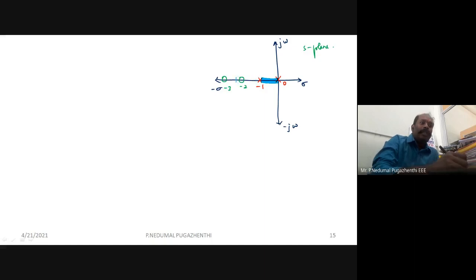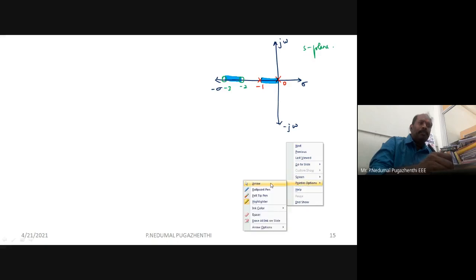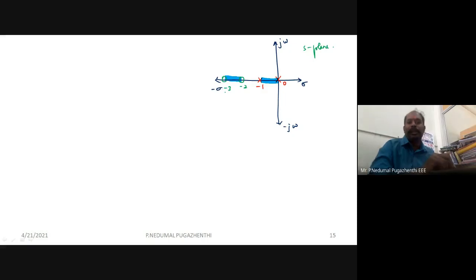Again, if I take a test point between minus 2 and minus 3, to the right side of any point between minus 2 and minus 3, you will have two poles and one zero, which is 3, an odd number. So possibly between minus 3 and minus 2, you will have a root locus branch. So there is a possibility of having a root locus branch between 0 and minus 1 and between minus 2 and minus 3. Is that okay? Based on the test points.